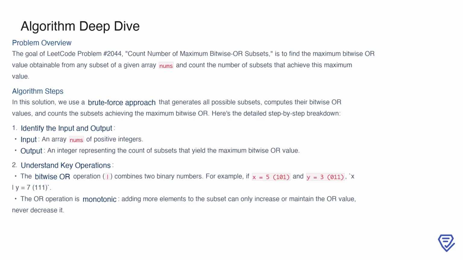Now, the Bitwise-OR operation itself is critical to understand. It combines two binary numbers, setting a bit to 1 if that bit is 1 in either number. For instance, the OR of 5, binary 101, and 3, binary 011, results in 7, binary 111. It's also important to note that the OR operation is monotonic, meaning adding more elements to a subset can only increase or maintain the OR value, it never decreases it.